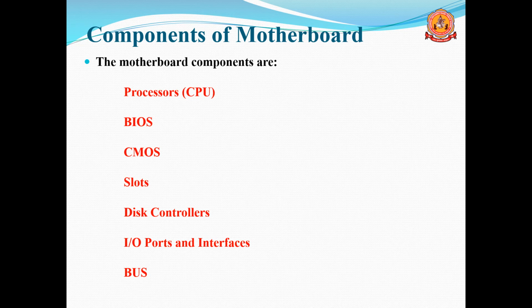The next one is bus. Bus is a set of wires used inside the computer system to transfer the data. So mainly these are the different components of the motherboard: processor, BIOS, CMOS, slots, disk controller, IO ports and interfaces, and also the bus. We are discussing them one by one now.